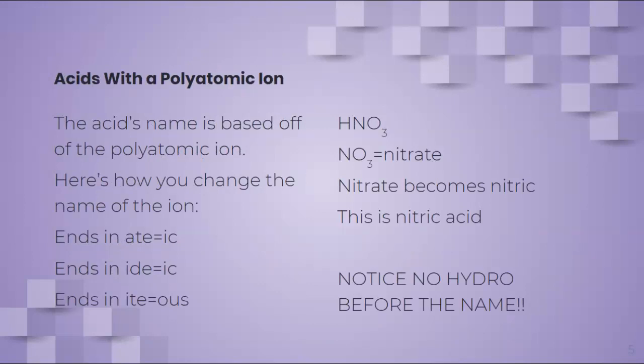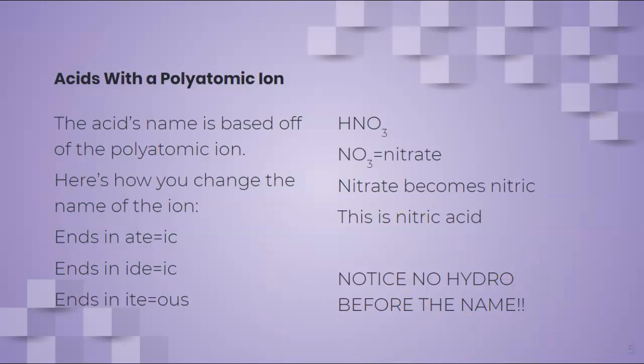The name is based off of the ion, okay? And so we've got some different ending rules here, so let's address those as we go. HNO3: we know there's hydrogen, and NO3, if you look it up in our chart, is nitrate. So according to our rules here, nitrate ends in ate, so that's going to become ic. This is nitric acid. Notice, big, huge thing here.